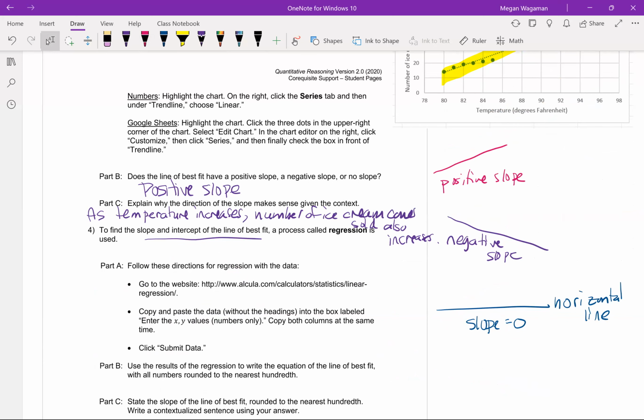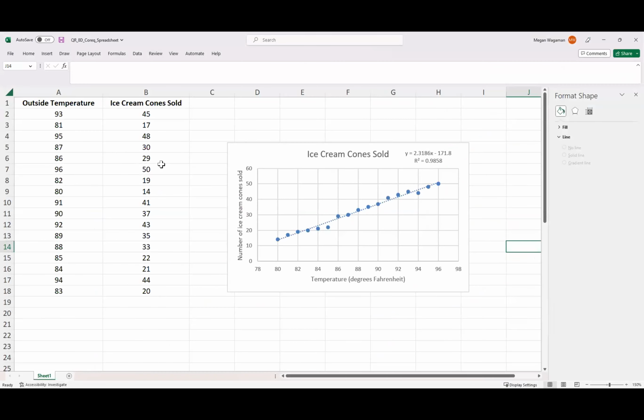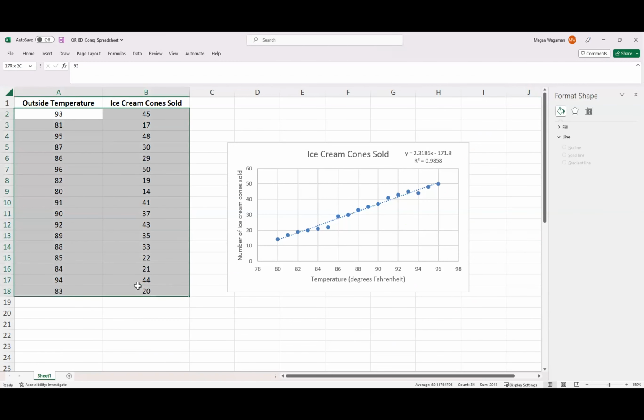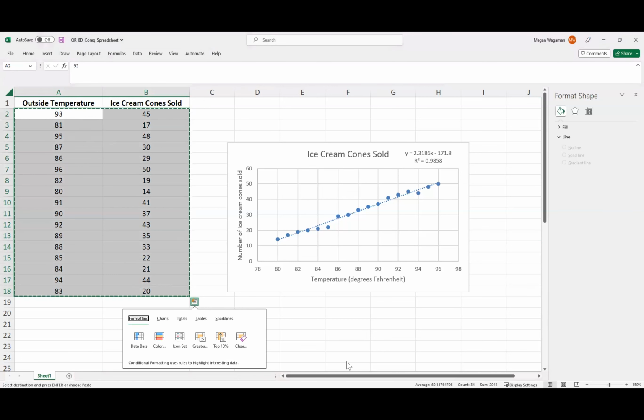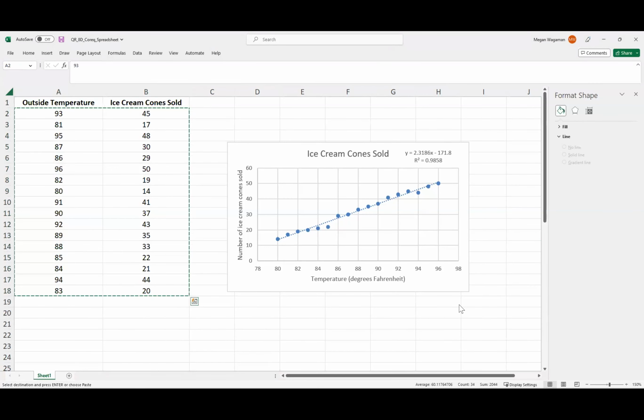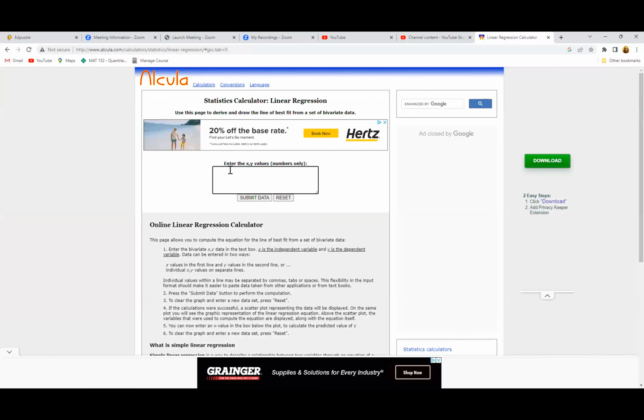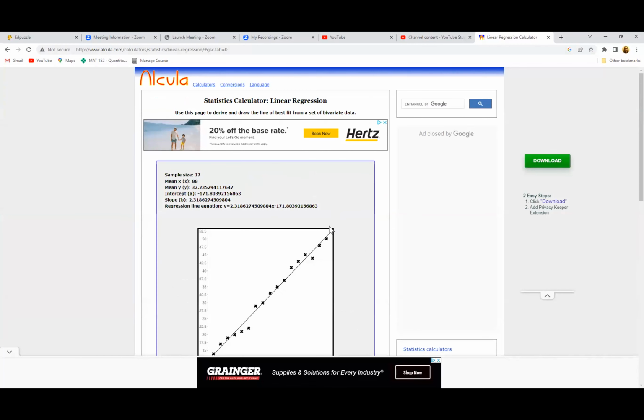So I'm going to go to this spreadsheet, and they give you the important note here that when you copy the data, you're just copying numbers. So I'm going to copy like this. I got it all highlighted. I left-clicked where the 93 is, kept that button down, dragged all the way to the 20. I'm going to Control C, and then I'm going to go to the Alcula website. So let me share that screen with you. And right here it says enter the XY values. So that's where I'm going to Control V. I'm just going to paste the numbers that I had, submit the data.